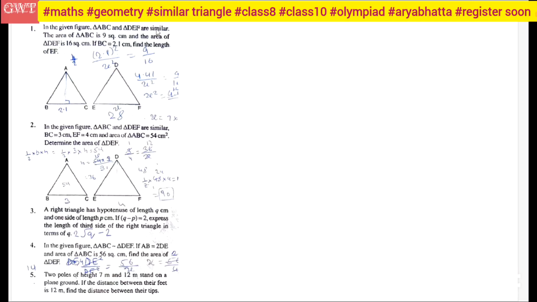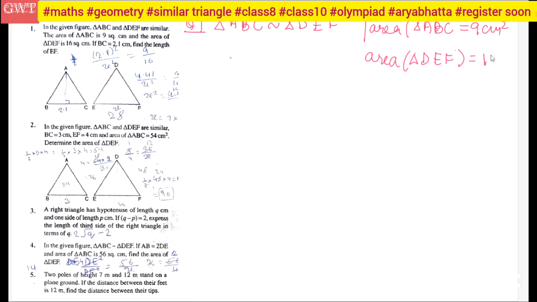So they are saying that triangle ABC is similar to triangle DEF. I will write properly so that you learn how to write it. Question number 1. So triangle ABC is similar to triangle DEF, and one ratio is given. Area of your triangle ABC is 9 centimeters square, and area of your triangle DEF is equal to 16 centimeters square. Now BC is also given as 2.1 centimeter. So they are asking about EF.